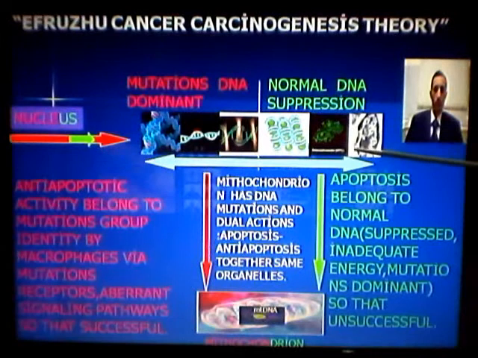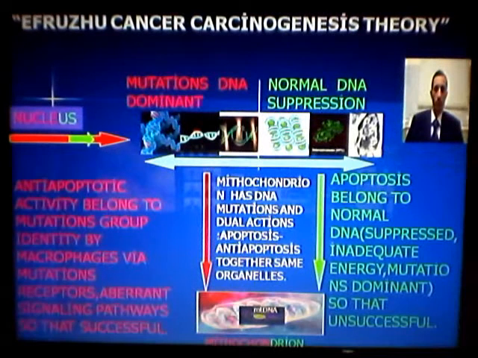Suppressive position, because of inadequate energy and the mutations group identity's dominant effect onto normal DNA. Apoptosis belongs to normal DNA, but it is suppressed by inadequate energy and by the mutations' dominant effect, so that it is unsuccessful.